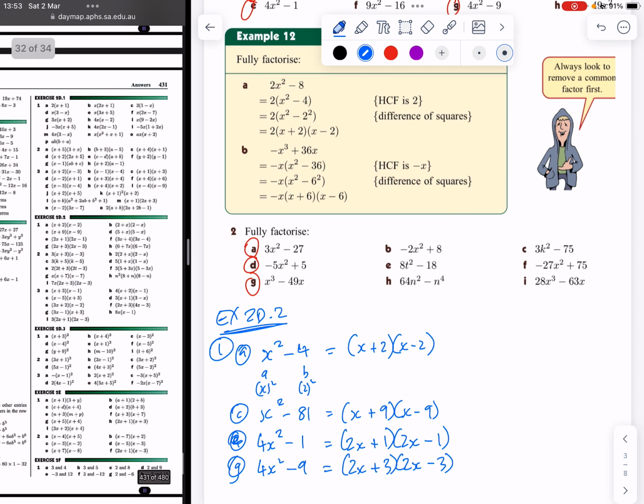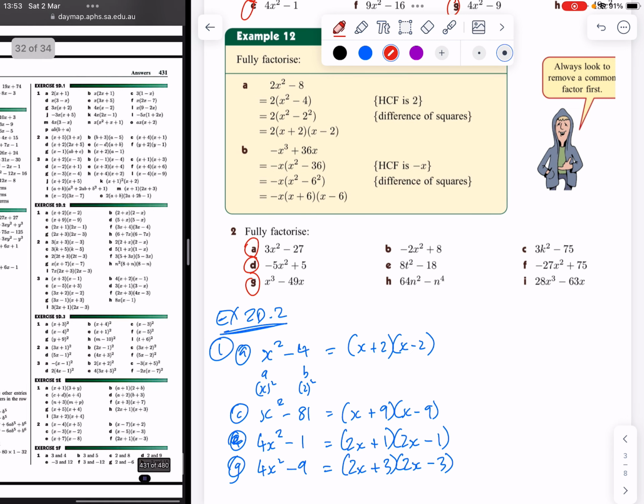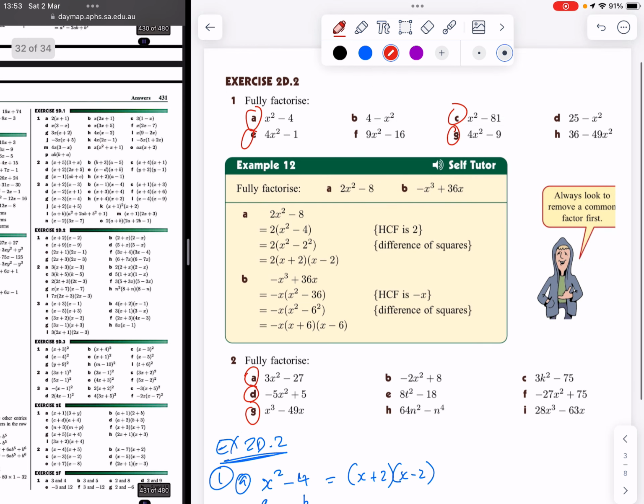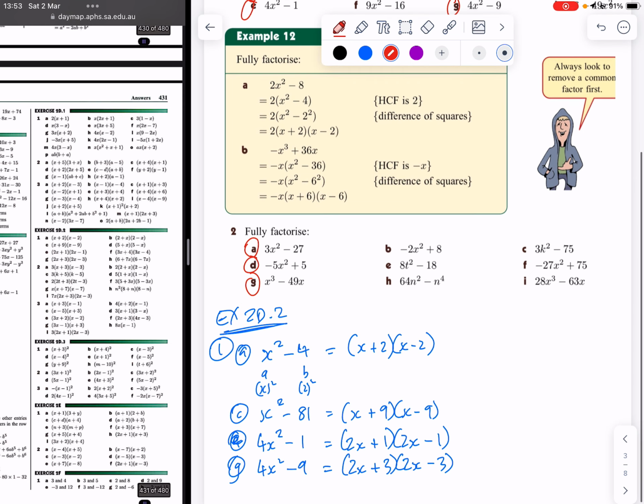2D.2. Oh, Mr. T must have cheated. I had the answers out on the side. Just ignore the fact that I was talking you through the answer. X plus 2, x take 2. X plus 9, x take 9. 2x plus 1, 2x take 1. 2x plus 3, 2x take 3.